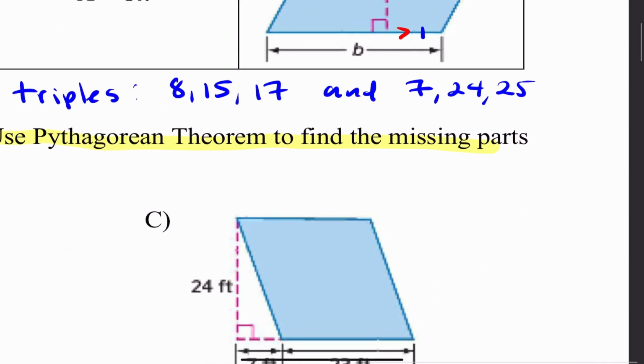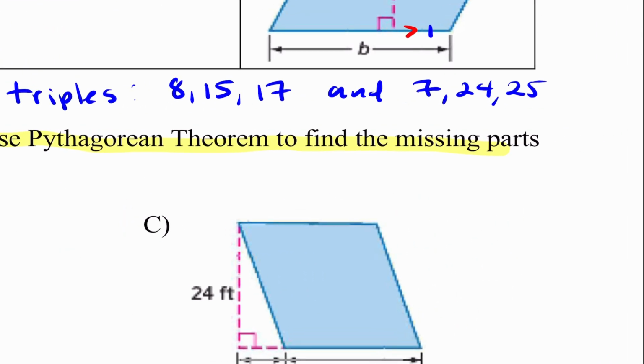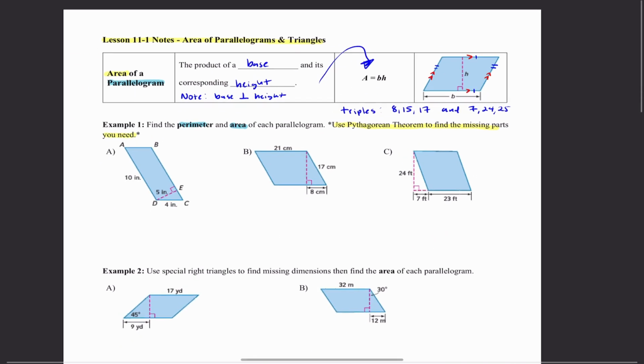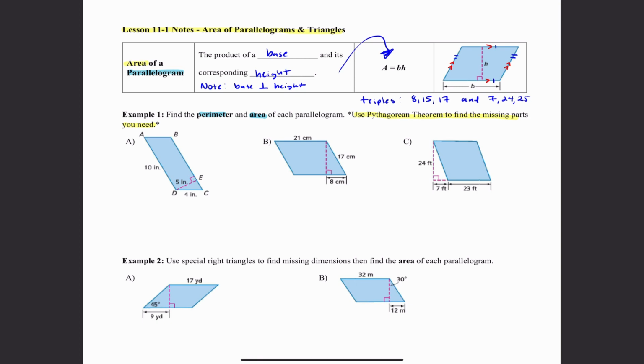So what this means is that I have a squared plus b squared equals c squared for a right triangle. This is a, b, and c. So a squared plus b squared equals c squared, or 8 squared plus 15 squared is equal to 17 squared. And then for this one, you have a, b, and c. So 7 squared plus 24 squared is equal to 25 squared. So we're going to be using those triples to answer some problems here, again, just to save some time.